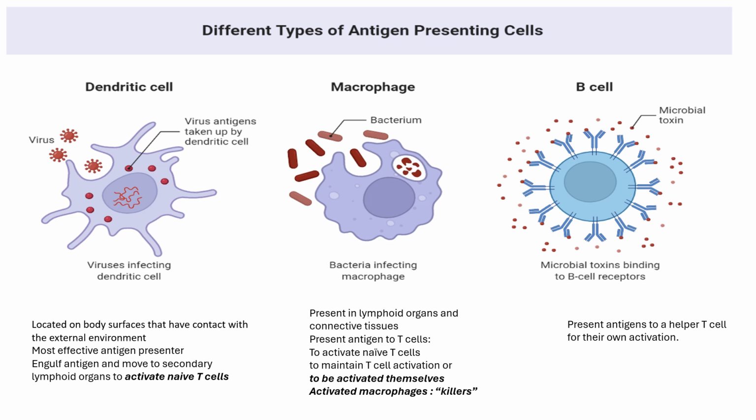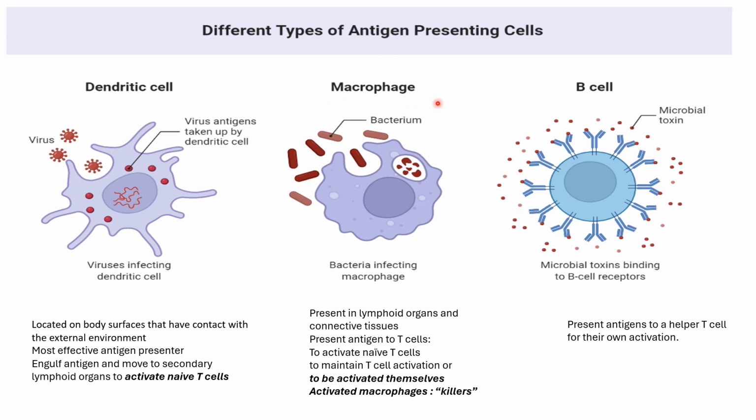There are three types of antigen presenting cells: dendritic cells, macrophages, and B cells. Dendritic cells, their only job in life is to present antigen, and they are present on the body surfaces that have contact with the external environment. Once they are exposed to the antigen, they go to the secondary lymphoid organs and activate naive T cells by presenting that antigen to them. They don't ask for anything in return. They just present the antigen.